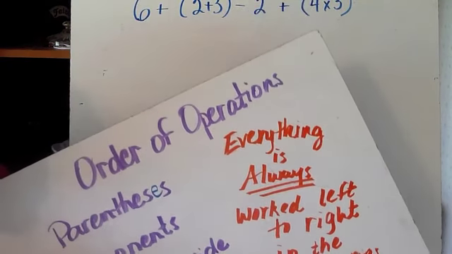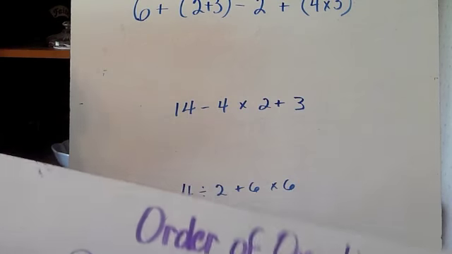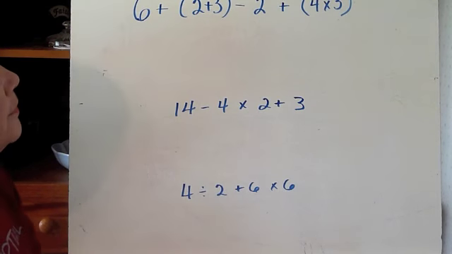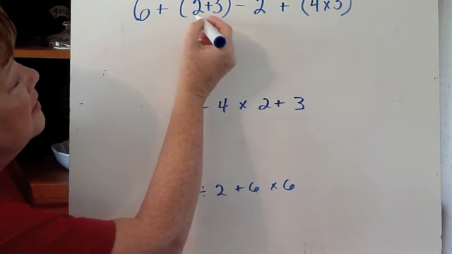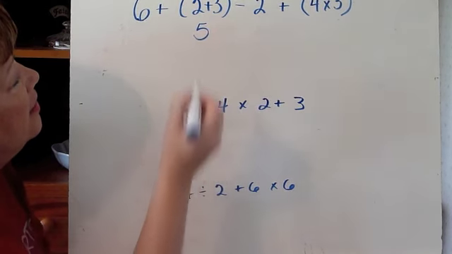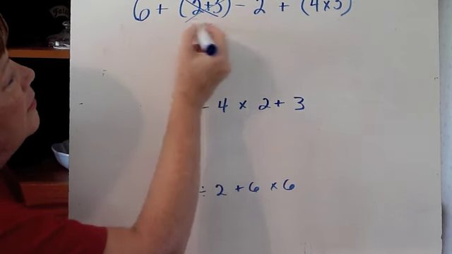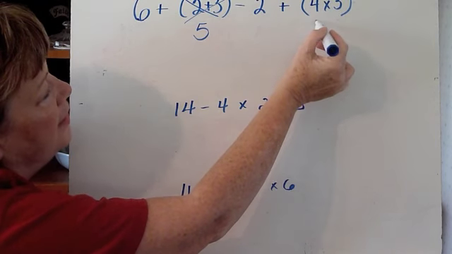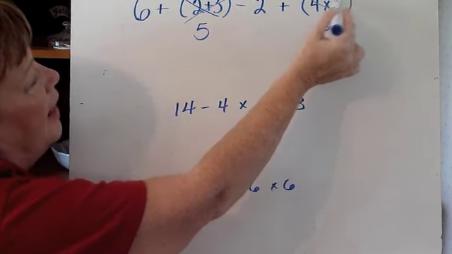Left to right in the category. So in the parentheses category, I'm going to do the left to right first. Here's the one on the left. So 2 plus 3 is 5. I've used that. And this parentheses is 4 times 3. That's 12. I've used that.